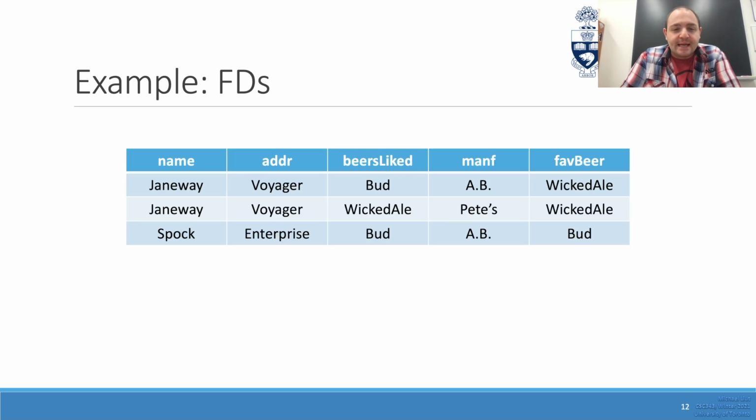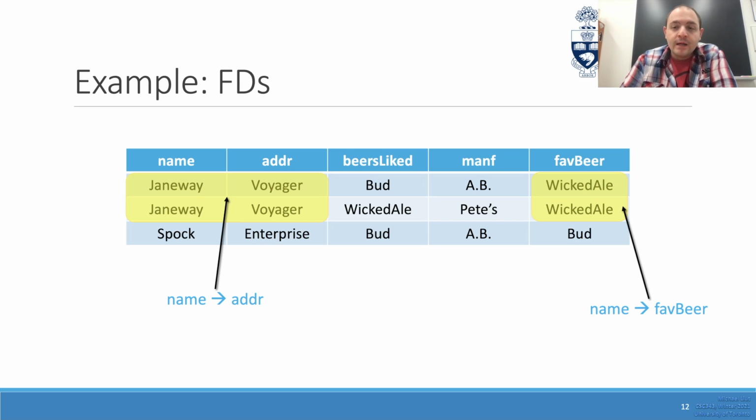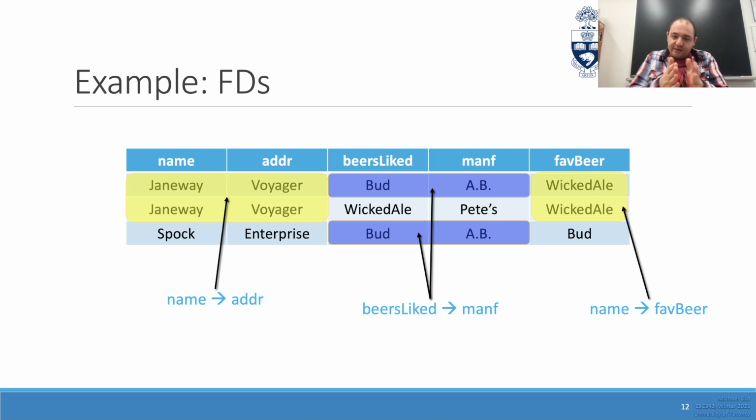So if we go back to that example we had before with our drinkers table, we have name, address, beers liked, manufacturer, and favorite beer. If we know that name infers address, you'll see something like Janeway, knowing what the name is, will infer the address Voyager. Just like Spock will infer the address Enterprise. Knowing the name, again Janeway, will allow you to infer the favorite beer, so Wicked Ale, and beers liked inferring the manufacturer. So knowing that it's Bud means that you know the manufacturer is Anheuser-Busch in this case, AB.